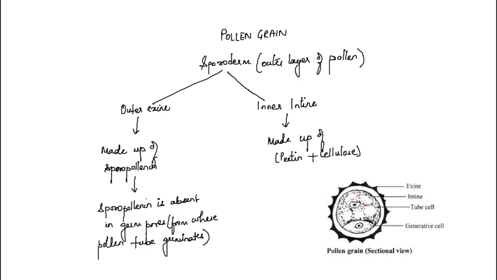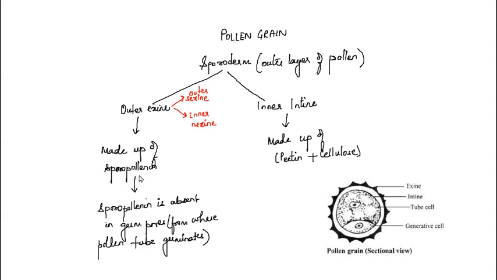In a variety of patterns, the wall typically consists of the outer exine and the inner intine. The exine is a uniform sheet. We need to know that the sporoderm, which is the outer layer of the pollen, is divided into the outer exine layer and the inner intine layer. The outer layer, which is more important to study, is made up of sporopollenin. This is the most resistant substance found in plants, and on earth also, the most resistant substance.